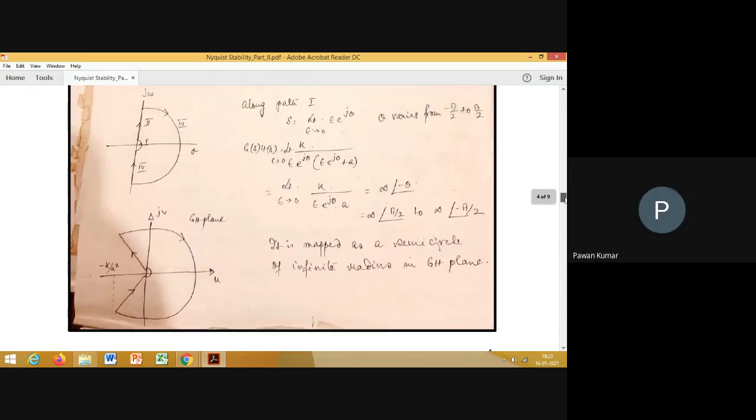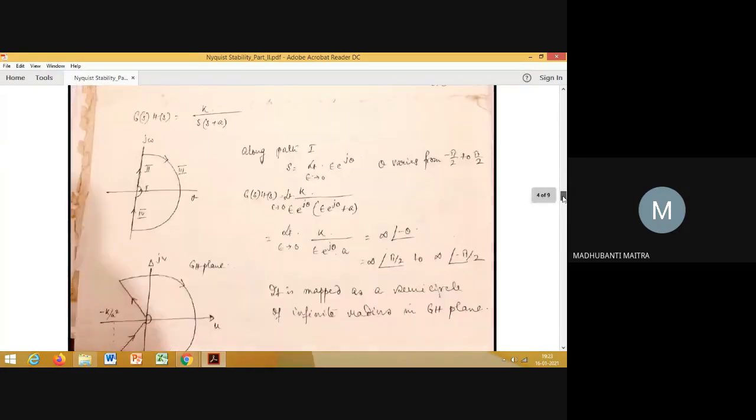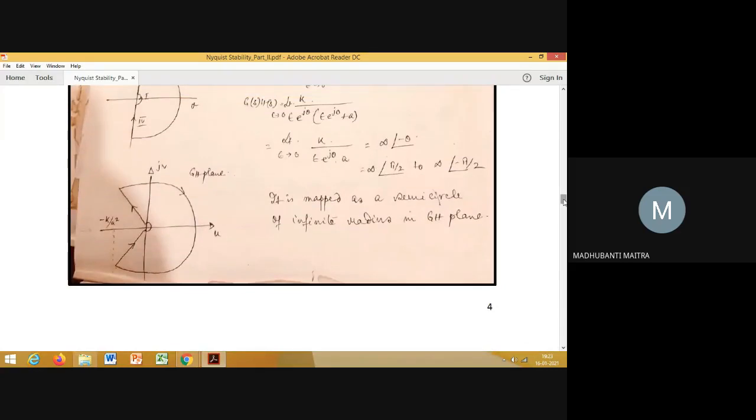Yes, ma'am. The interesting thing is, this infinite radius semicircular arc is becoming a point which is basically the origin of the GH plane, whereas this very small indentation is now becoming a semicircular arc on the GH plane with infinite radius. Yes, any question? Do you have any doubt? No, ma'am.